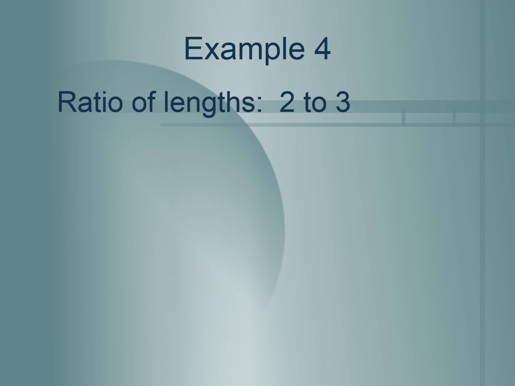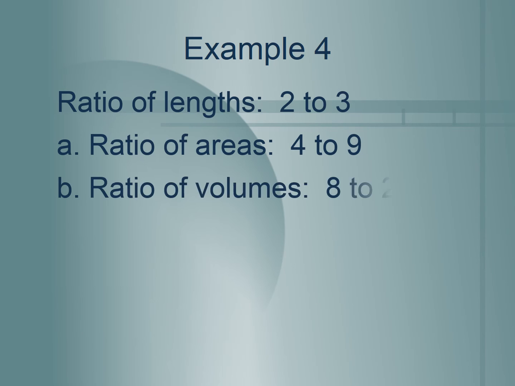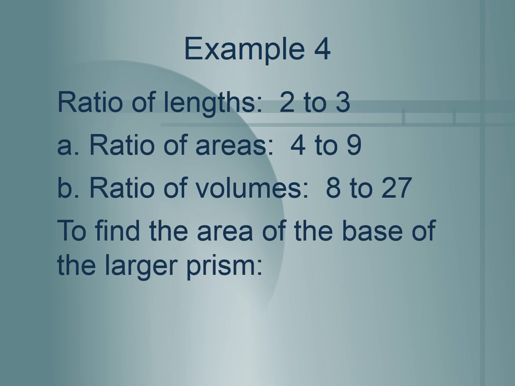So let's look at example 4. We have the ratio of lengths as 2 to 3, which means that the ratio of areas is going to be 4 to 9 because you're going to square them, which means that the ratio of volumes is 8 to 27 because you want to cube it. So if we want to find the area of the base of the larger prism, we need to square it because we have to square areas.